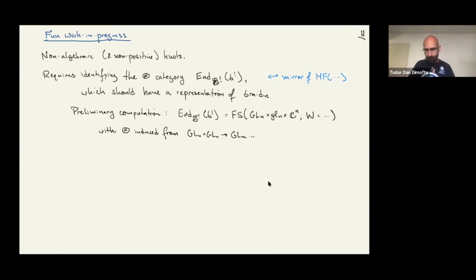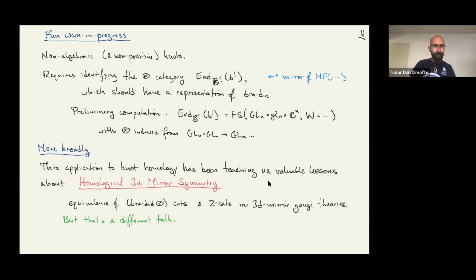And let me just come back to an initial motivation for all of this. In many ways, for me, this is a fun application of a broader set of ideas, and these examples relating to knot homology, which are things one knows, or at least concrete things to connect to, are really teaching us important lessons for how 3D mirror symmetry should act on things like two-categories of boundary conditions, which I think is interesting and very much open still.